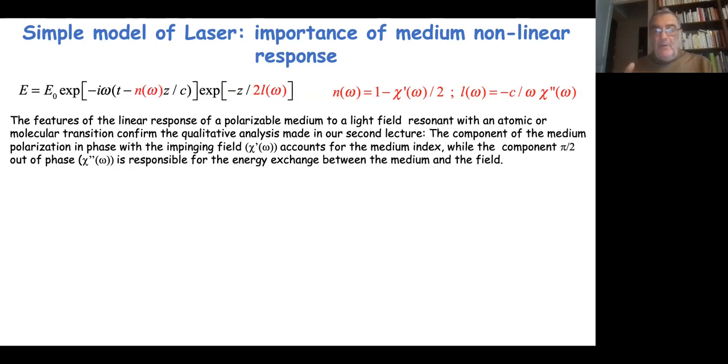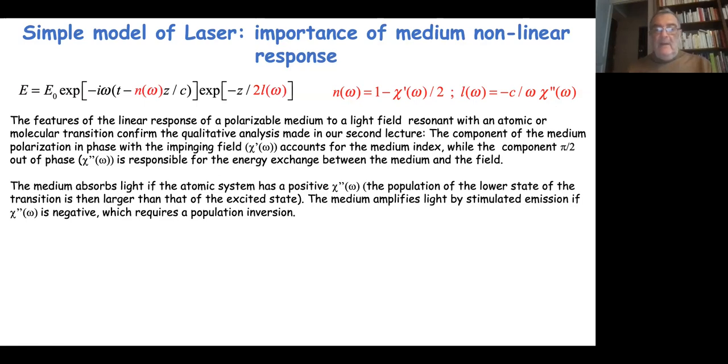Now, if you want to have amplification and laser action, you have to change the sign of chi double prime. Chi double prime has to become negative instead of being positive. And in this case, you will have amplification instead of having attenuation. The medium will amplify light by stimulated emission if chi double prime of omega is negative. And this requires, of course, a population inversion.